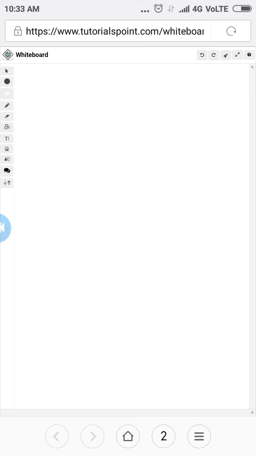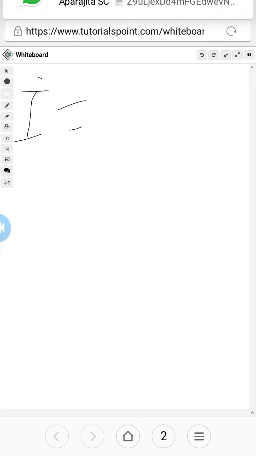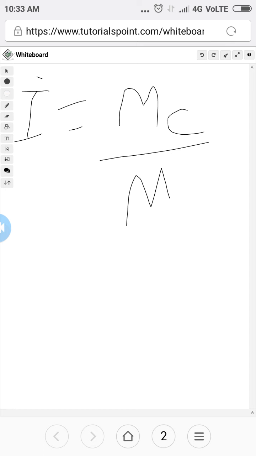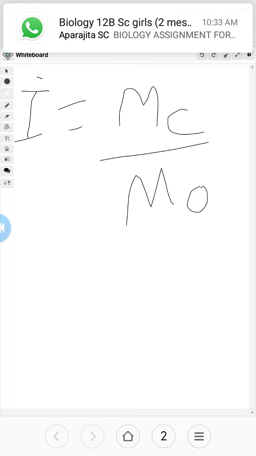The Van't Hoff factor is also written in terms of molar mass. It is the ratio of the calculated molar mass to the observed molar mass. i is equal to the calculated molar mass by the observed molar mass, where Mc is the calculated molar mass and Mo is the observed molar mass.